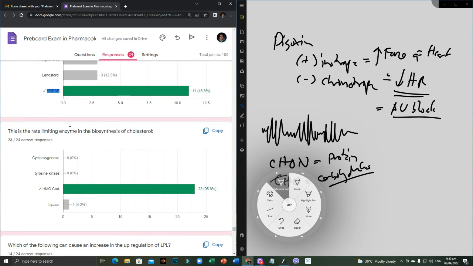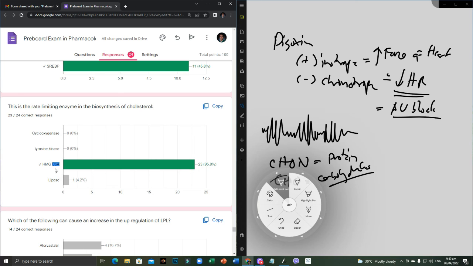So this is the rate-limiting enzyme in the biosynthesis of cholesterol. So very good. That's HMG-CoA reductase.